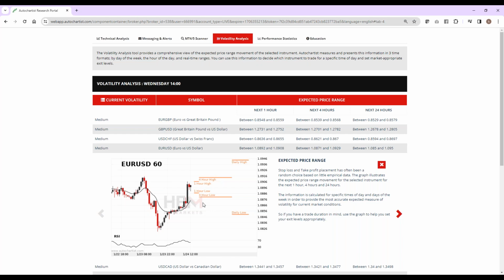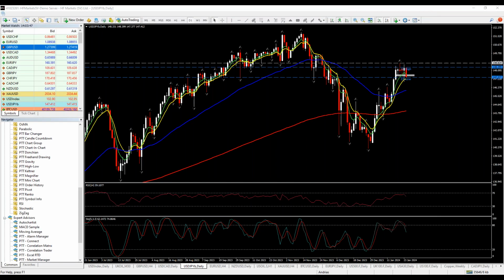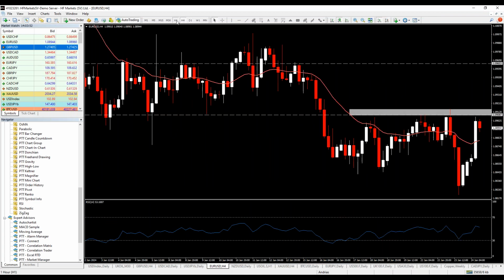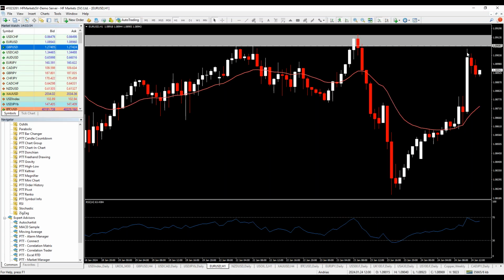If you have decided to take a position, either long or short, by being aware via the volatility analysis of the expected price range, you can place your stop loss and take profit accordingly. So for example, if you have decided to enter, I don't know, okay, right now there is no decision to be taken, because right now it's in a correction, it flattened.